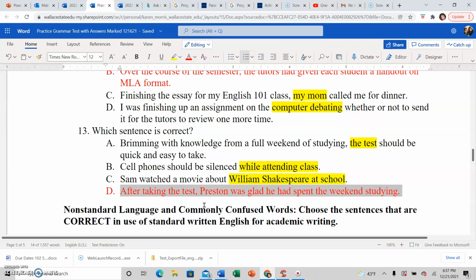Okay, item C, we have Sam watched a movie about William Shakespeare at school. Well, the phrase at school comes right after William Shakespeare. So we're not totally sure if Sam watched a movie about William Shakespeare while Sam was at school, or if Sam was somewhere else, maybe at home, enjoying a movie about William Shakespeare, who himself was at school. So it's unclear. That's an ambiguous modifier there. So make sure that you are saying what you're intending to say with those added details of the modifiers. They're fabulous to use because they do add more detail, but they can get tricky too.